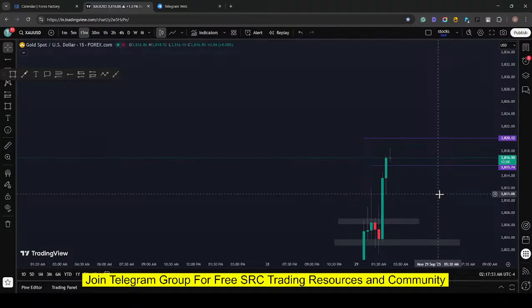I'll wait for a pullback. You know, a pullback is high probability. If price gives a pullback, I will look for buys. I don't have much confidence in this type of buys because today is Monday and it's London session, so maybe there is low volume. So I don't have that much trust.